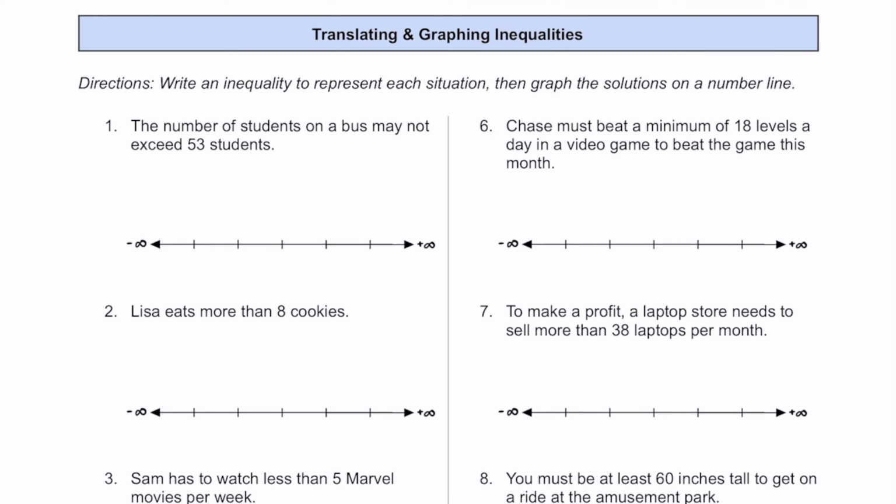Let's practice translating and graphing inequalities together. Basically, for each of these practice problems, we're going to take the situation and then write an inequality to represent that situation, and then we're going to create a quick little graph to represent where the solutions are going to lie on a number line.